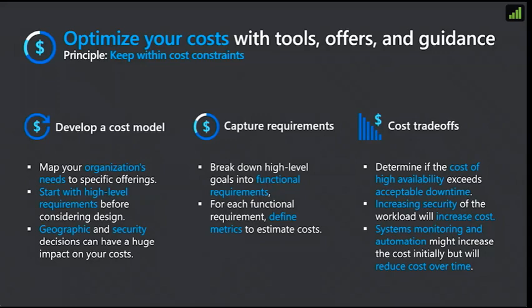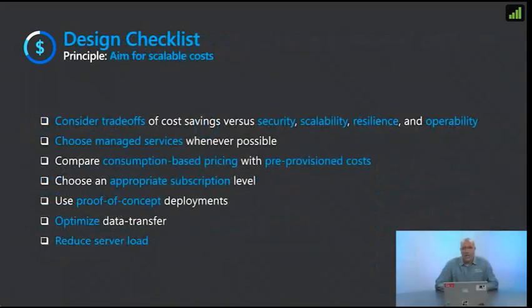Now, let's discuss the process of cost optimization. Every design choice has cost implications. As you design the workload, consider trade-offs between cost optimization and other aspects of the design, such as security, scalability, resiliency, and operability. As part of design, identify acceptable boundaries on scale, redundancy, and performance against cost.